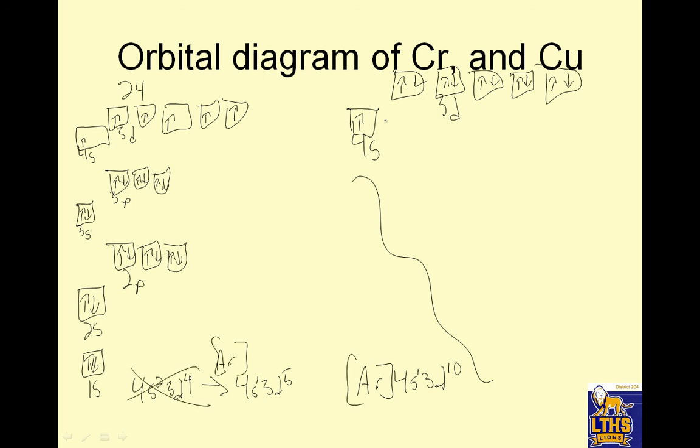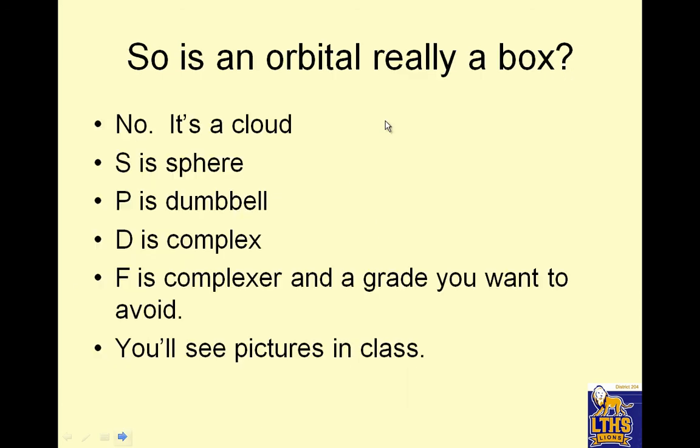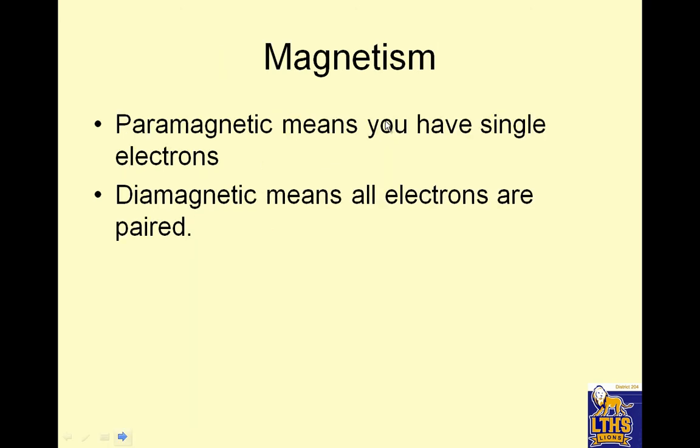Okay, so D4 and D9 is D wrong. So is an orbital really a box? No, it's a cloud. S is the shape of a sphere. D is a dumbbell. Believe it or not, this is what they call dumbbells. D is complex, F is complexer, and a grade you want to avoid, and you'll see some pictures in class. Magnetism. Paramagnetic means you have single electrons.